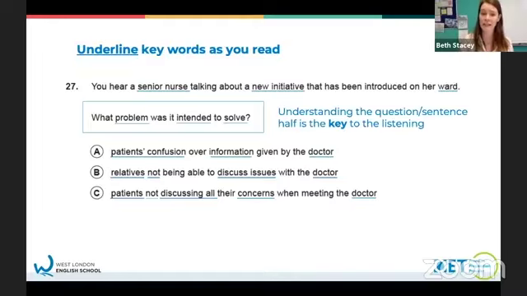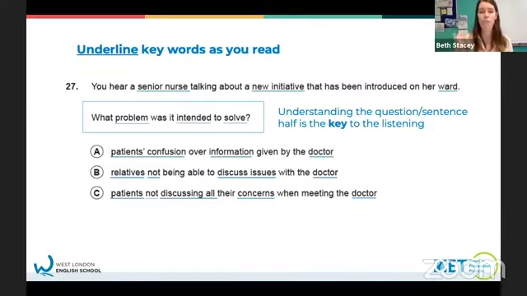Now, really, understanding the question or the sentence half is absolutely imperative in the listening. Because what they do in OET is they put in distractors. That means you will probably hear some kind of confusion. You'll probably hear something about relatives or family members. You might hear something about concerns and say, oh, I'm worried. But you've got to understand the question.